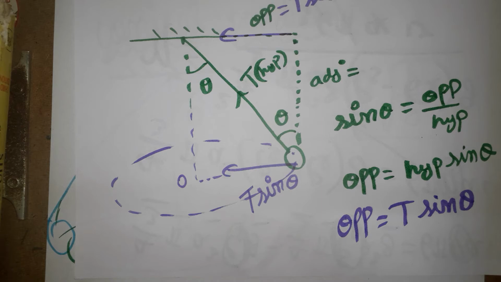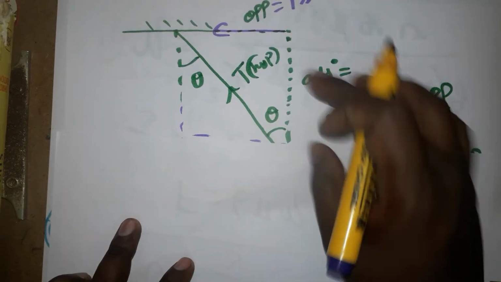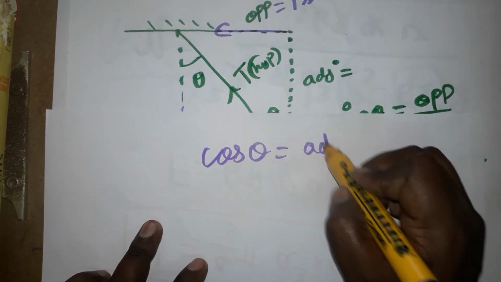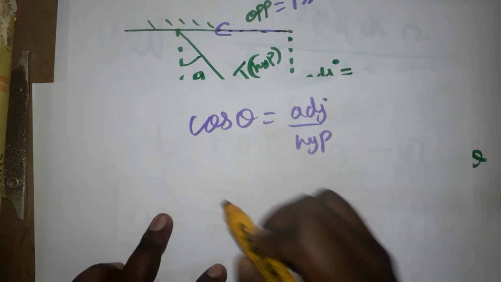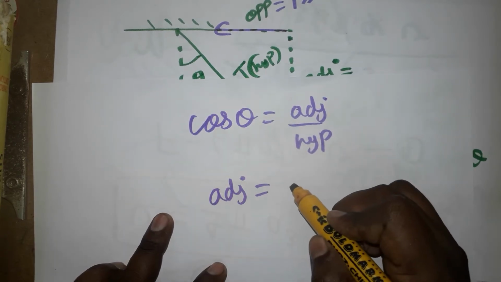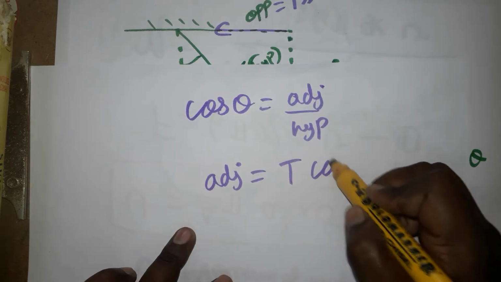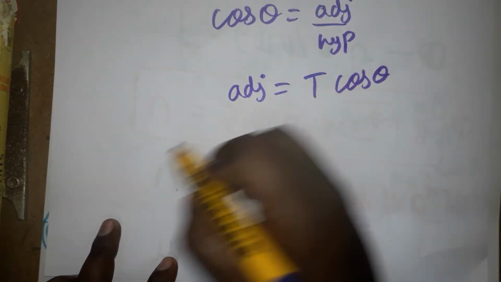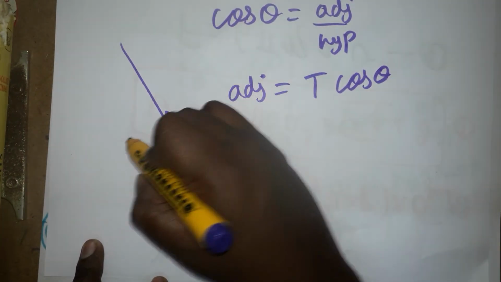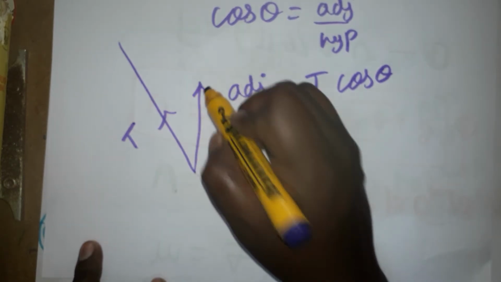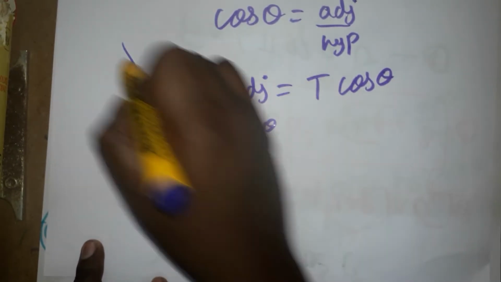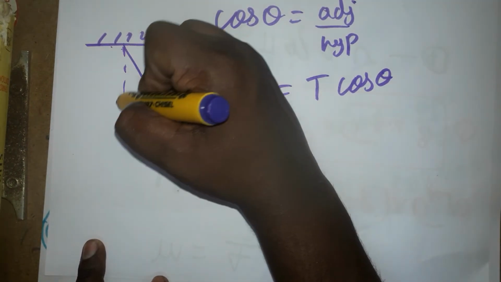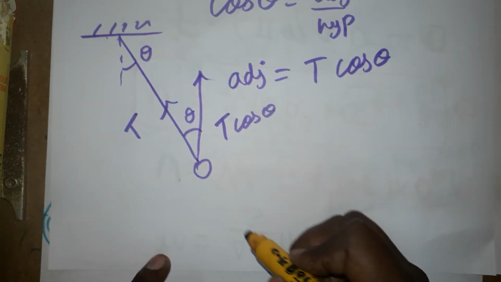Next, I am going to calculate the adjacent side. I know cos theta is equal to adjacent by hypotenuse. So the adjacent of this triangle is hypotenuse times cos theta, and the hypotenuse is tension, so the adjacent is T cos theta. This is the pendulum, with tension T acting this side. This is the fixed point, this is the angle theta, and this also is theta. Upwards will be T cos theta.